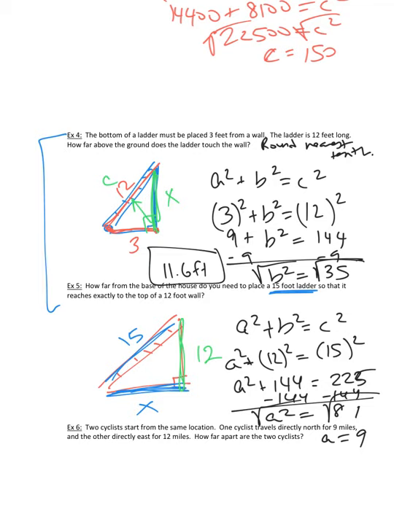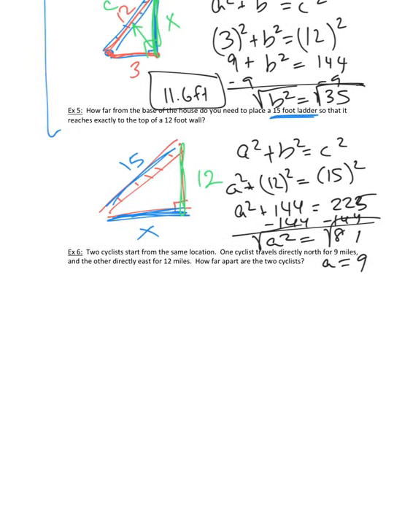And then another type of problem that you might see is about people driving in different directions and then finding their distance from each other. So in this problem, 2 cyclists start from the same location. One travels directly north for 9 miles and the other goes directly east for 12 miles. So one person goes directly north for 9 miles and the other person goes directly east for 12 miles. And then how far apart are they? So this cyclist is here and this one is here. So the question is, what's their direct distance if you were to measure directly how far apart they are?